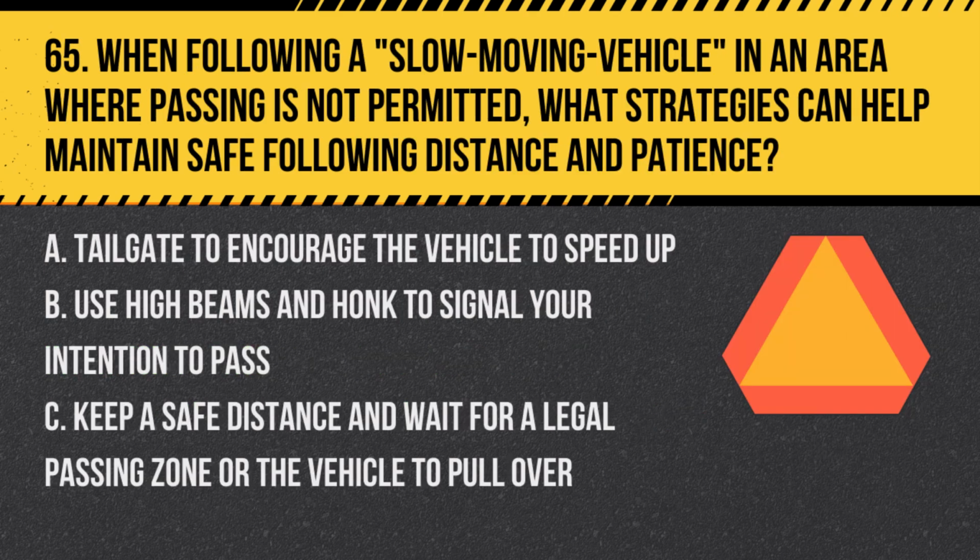When following a slow-moving vehicle in an area where passing is not permitted, what strategies can help maintain safe following distance and patience? A. Tailgate to encourage the vehicle to speed up. B. Use high beams and honk to signal your intention to pass. C. Keep a safe distance and wait for a legal passing zone or the vehicle to pull over.